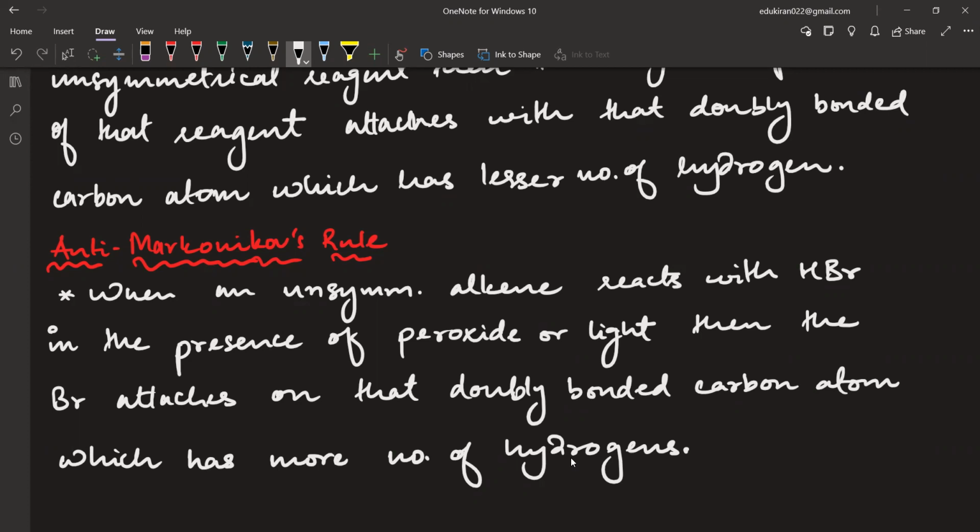Please remember, the peroxide or the light is only able to break down the HBr bond in appropriate time. Not any other bonds.